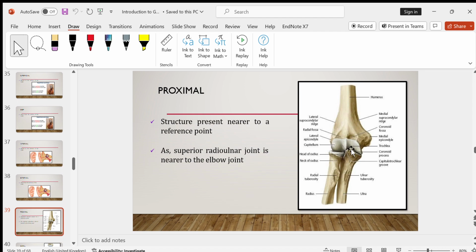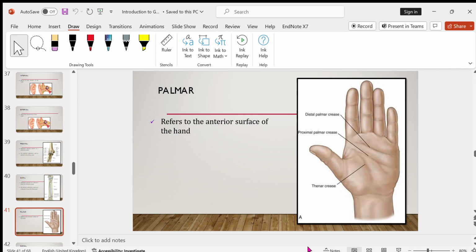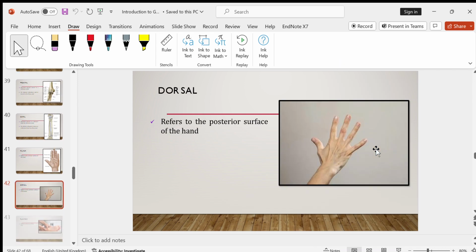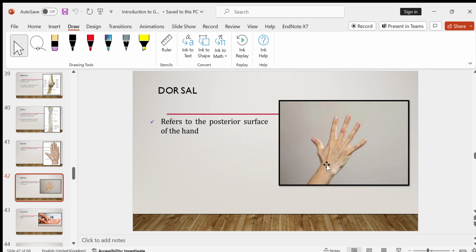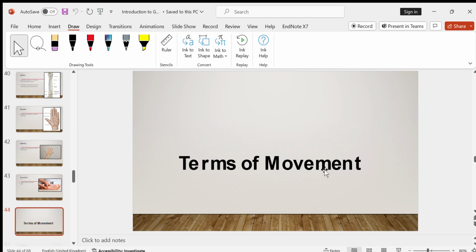Proximal is a structure that is present nearer to a reference point. For example, if we talk about the elbow joint, the part of the radius that is close to it, the head of the radius, is proximal, and the distal end is at the farther point away from the reference point. Palmar is the palm. Dorsal is the back of the palm, the dorsum of the hand. Plantar is the sole of the foot.